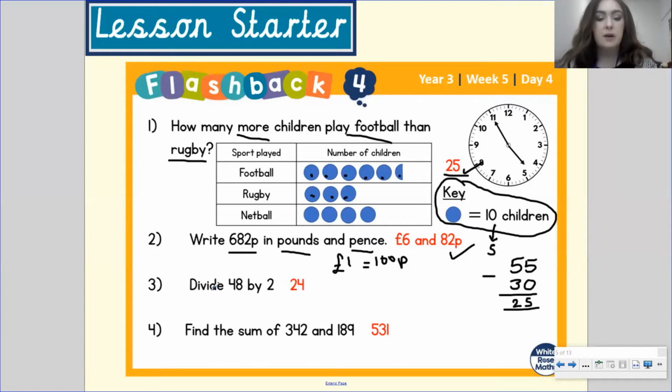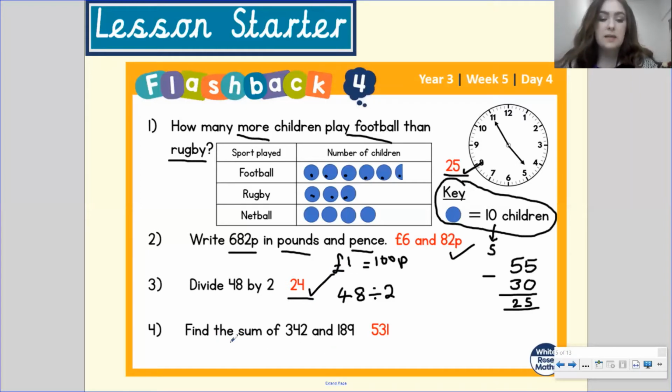Now the next one says divide 48 by 2. So you're going to be doing 48 divided by or shared by 2. So you could have either drawn 2 circles and shared 48 into them, or you could see that half of 8 is 4, half of 4 is 2, and then that gives you 24. So give yourself a tick if you got that correct.